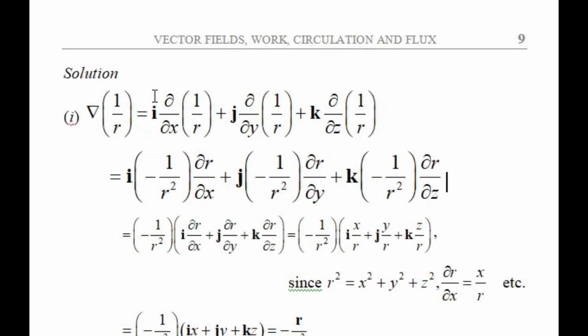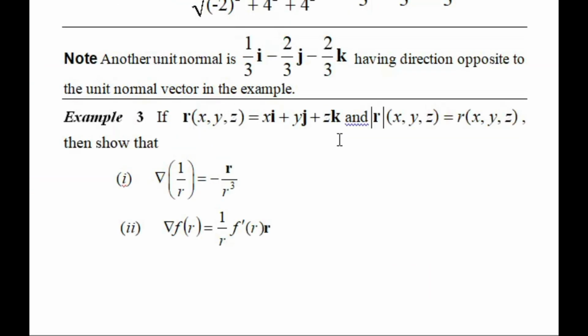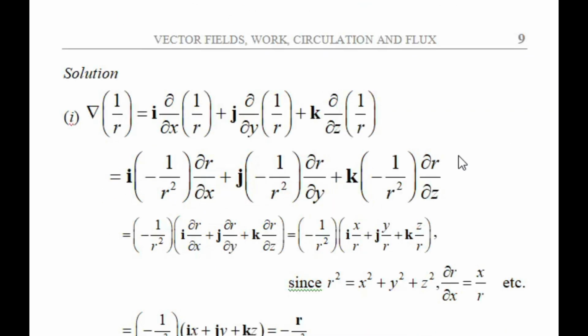See, the gradient of 1/r is, by definition, what is gradient? Gradient is the partial derivative with respect to x times i, partial derivative with respect to y times j, partial derivative with respect to z times k. So we do like that. Now what is the partial derivative with respect to x of 1/r? 1/r is a function. Though we have simply written r, it is a function of 3 variables. So don't think that 1/r is a constant. Okay, it is a function.